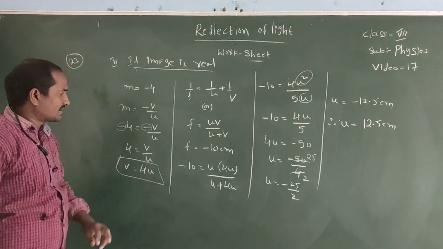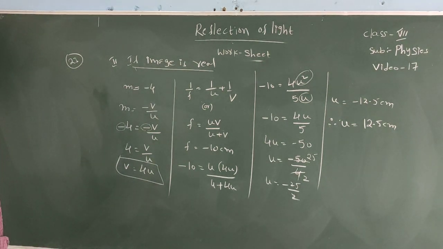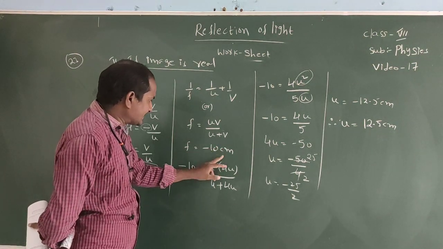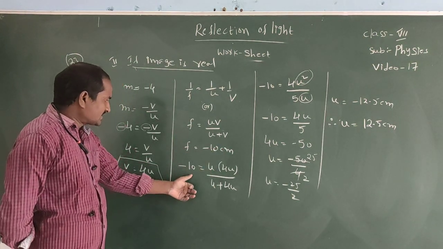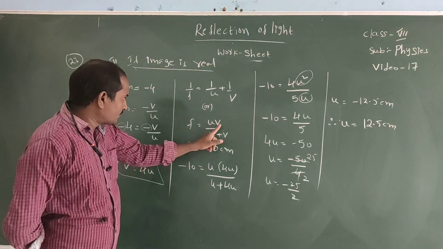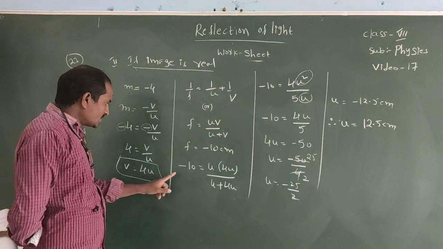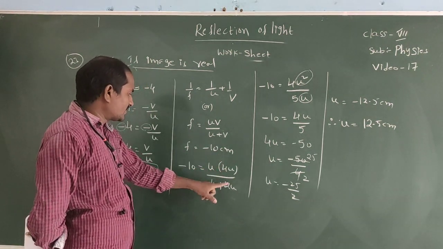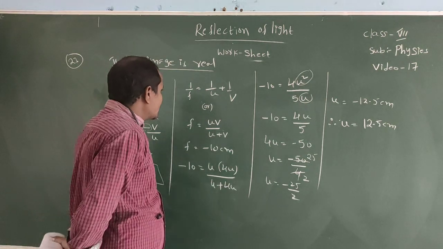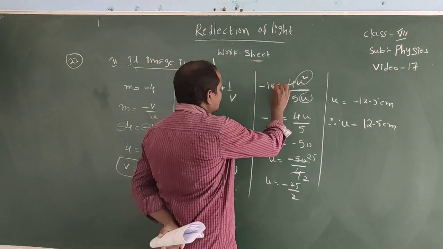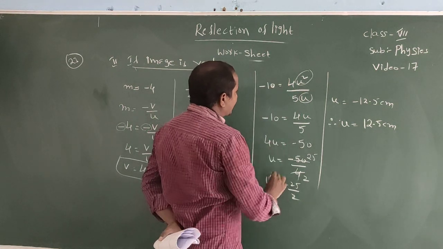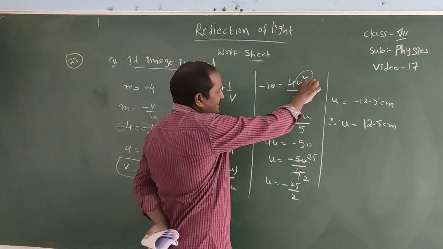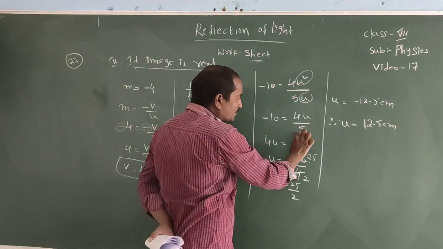But here focal length is given as 10 centimeters. The focal length for a concave mirror is negative. Therefore f equals minus 10 centimeters. So minus 10 equals u into v. V equals how much? 4u. So u into 4u by u plus 4u. So minus 10 equals 4u square by u plus 4u, 5u. So here u and u get cancelled. Remaining value 4u by 5.